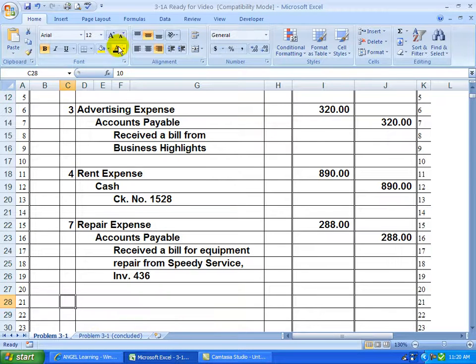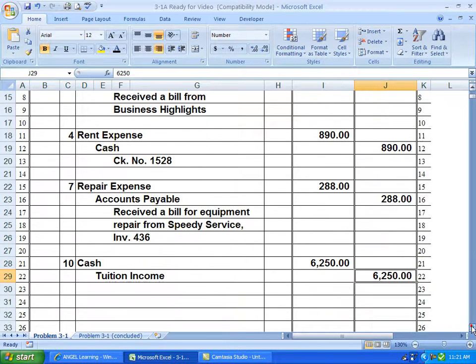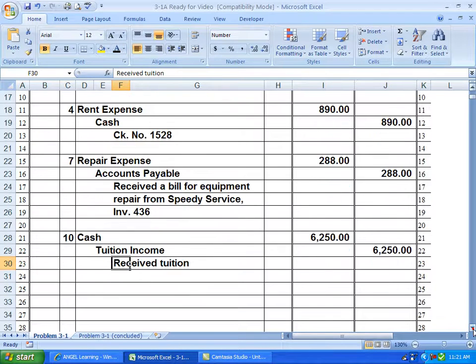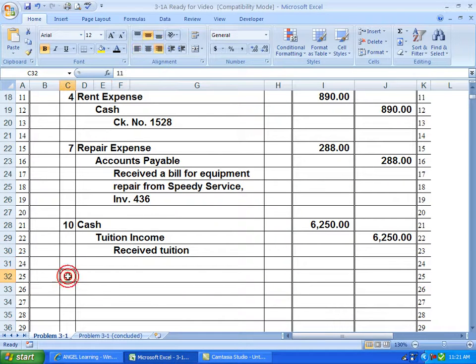On the 10th, we received and deposited tuition from the students, and so we are receiving cash. So cash is going up, that's a debit, and our tuition is going up, and that's a credit. And the amount is $62.50. Increase to cash, $62.50 increase to our revenue. Notice how the debit's not indented, the credit is. And the explanation is that we received tuition.